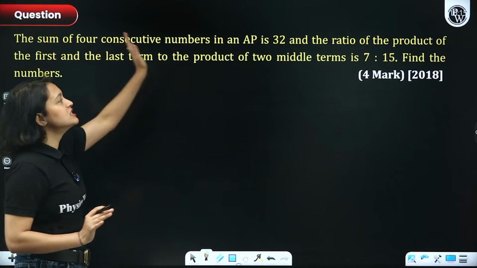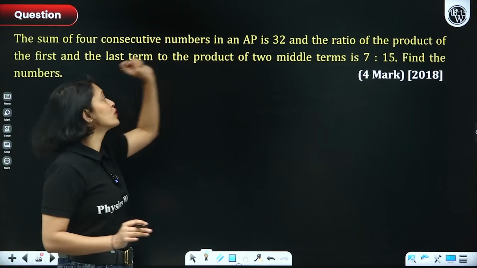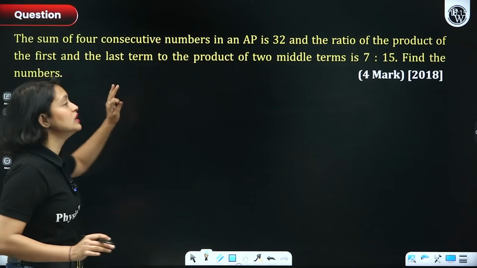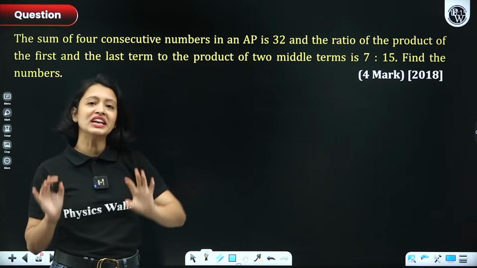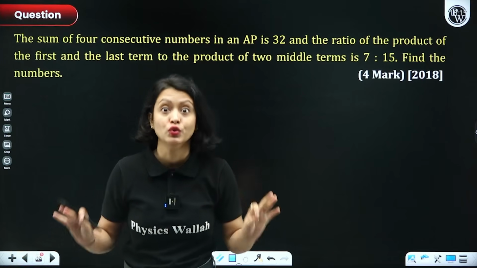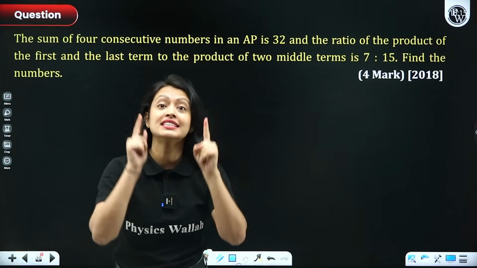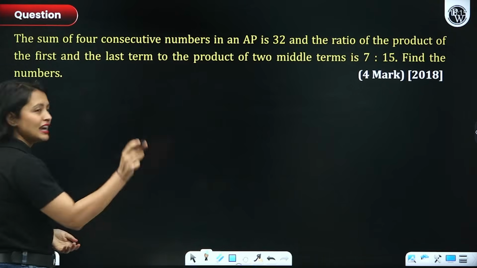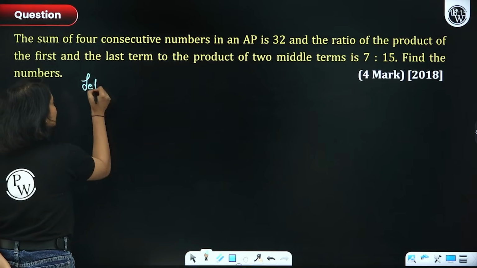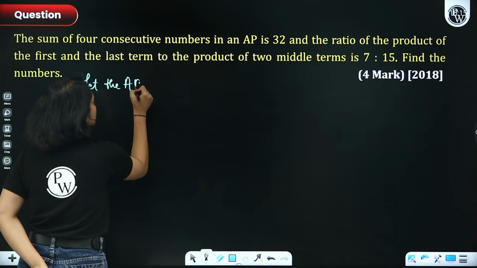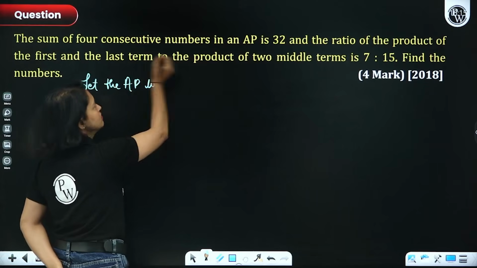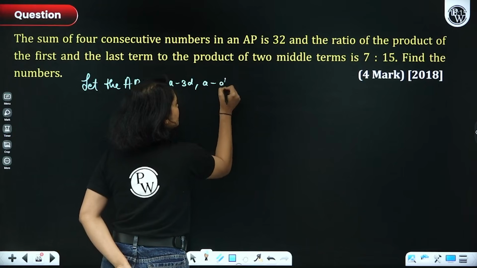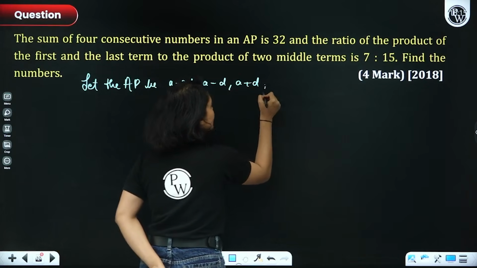The sum of 4 consecutive numbers in an AP is 32, and the ratio of the product of the first and the last term to the product of the 2 middle terms is given as 7:15. Find the numbers of the AP. So here you can clearly see that the AP is not given to you, right? And second clue, guys, the sum of the terms is given to you. So that means we are going to take an AP, and what kind of AP would it be? We just studied, right? Let the AP be, since it has 4 terms, we are using 4 consecutive terms. So we'll take it as A minus 3D, A minus D, A plus D, and A plus 3D.